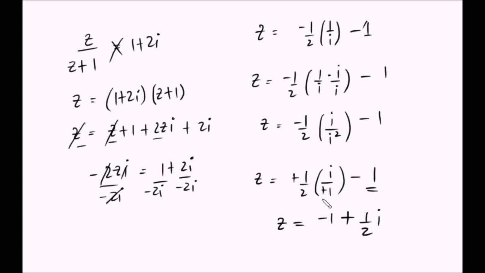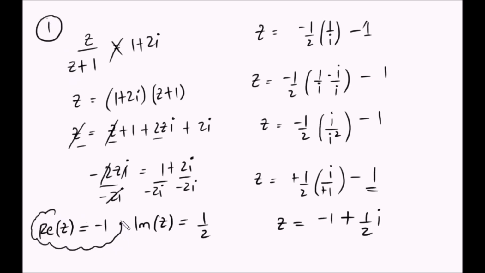So negative 1 is this, and then this is 1 over 2i. So the question asks for the real and imaginary part. So the real part of Z is this negative 1, while the imaginary part of Z is what? 1 over 2. So this is Roman 1. So the answers are this and this.